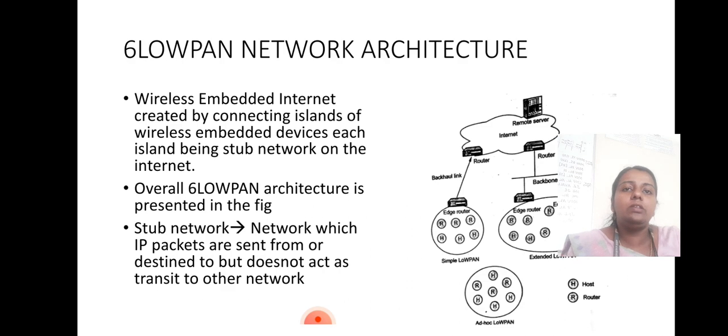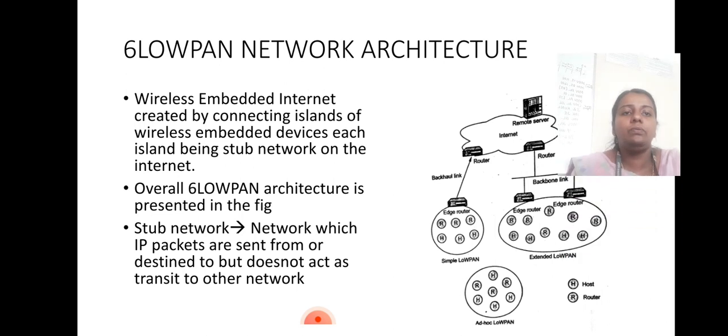And this is the 6LoWPAN network architecture. So here we can see it consists of embedded wireless islands, that is, the internet will be created by a number of islands which contain a subnetwork on the internet. So overall our architecture is given in this figure. You can see in the figure that the internet is connected through an edge router. We'll be connecting the simple LoWPAN, next the extended LoWPAN, next the ad hoc LoWPAN, etc.